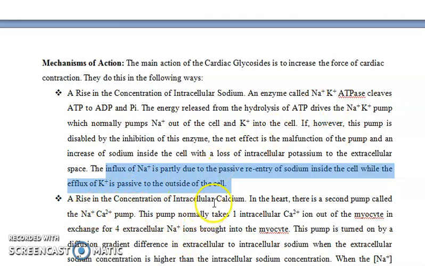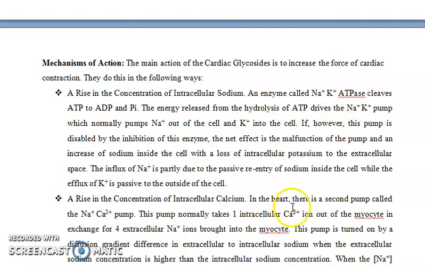Okay. Next one is rise in the concentration of intracellular calcium. Whenever the intracellular level of sodium increases, this sodium is exchanged with calcium. So calcium comes inside the cell in exchange for sodium, and the sodium goes out in exchange for calcium. So what happens to the intracellular levels of calcium? Increases. So whenever the intracellular level of calcium increases, the force of contraction increases. So this is the mechanism of how these cardiac glycosides act.